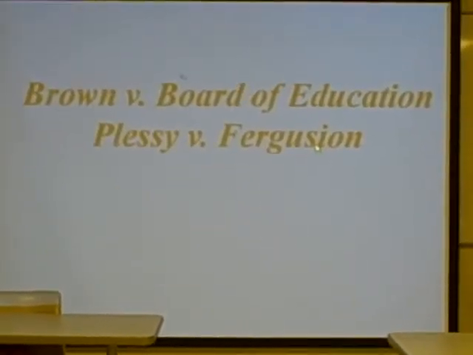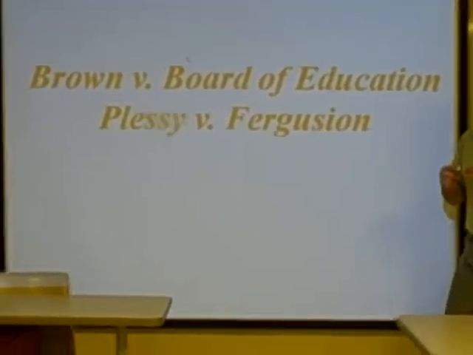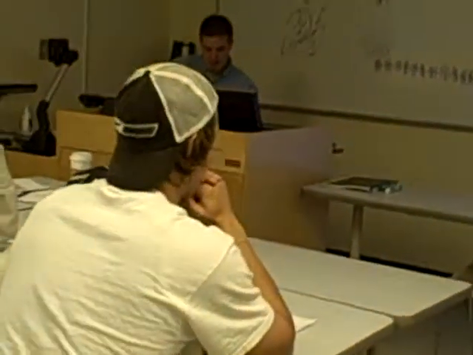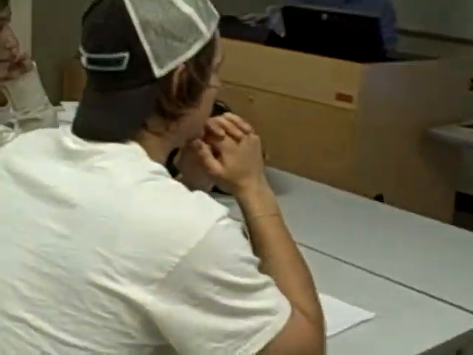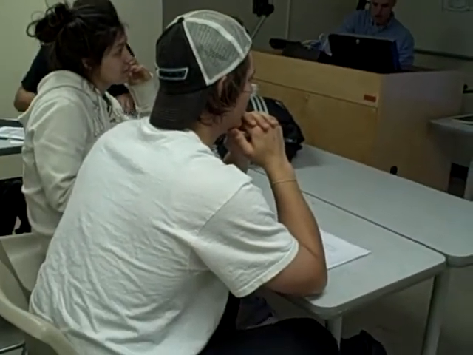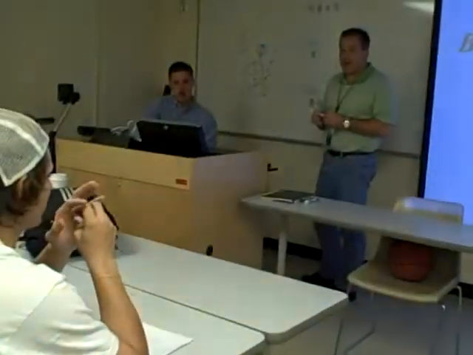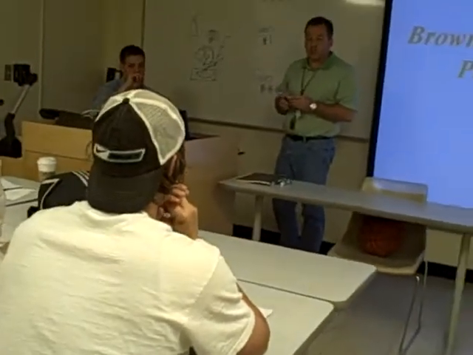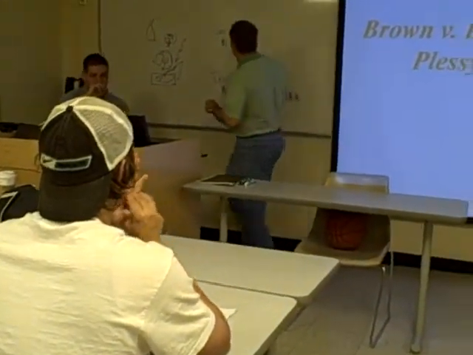Brown versus Board and Plessy versus Ferguson. Go ahead, Mike. Brown versus Board of Education set the standard that separate but equal is not constitutional. And more specifically, what area did it deal with? Schools. It dealt with desegregating the schools.